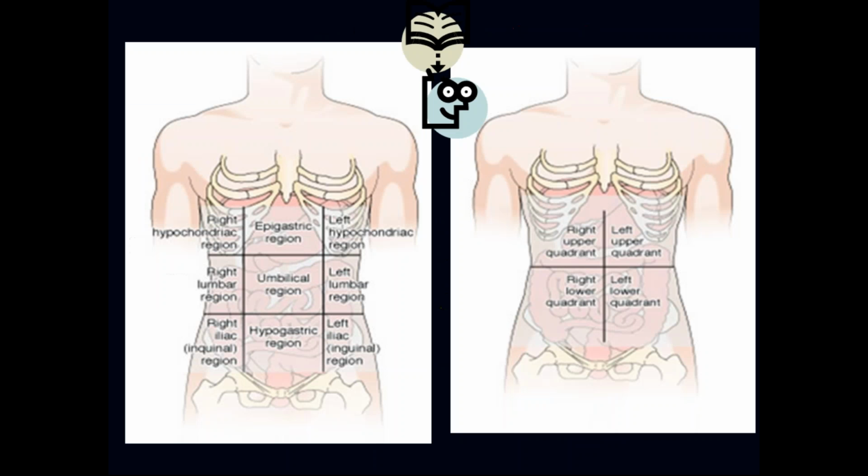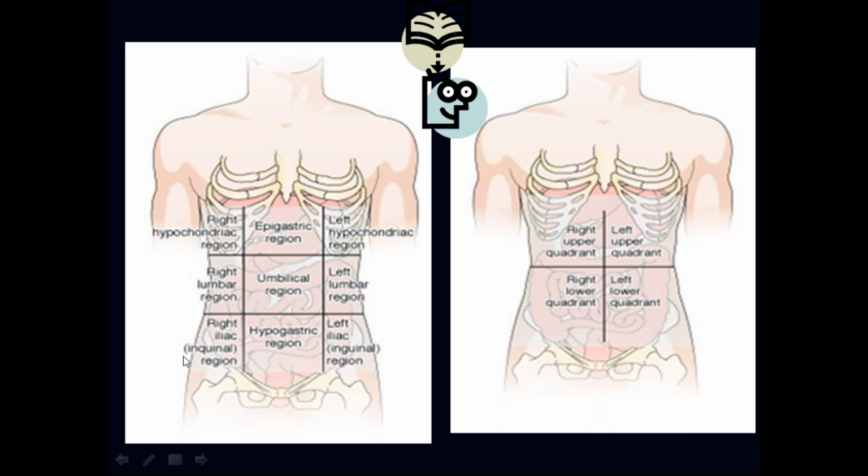All right, so very important and very high yield are the regions of the abdomen. First of all, let's go to the easy one, that is the 4 quadrants. In these 4 quadrants, you have the center, where the lines cross, which is the navel. Okay, so that is the area where you're going to divide the 4 quadrants.